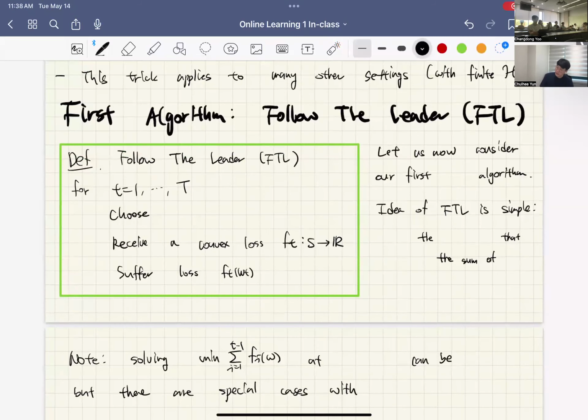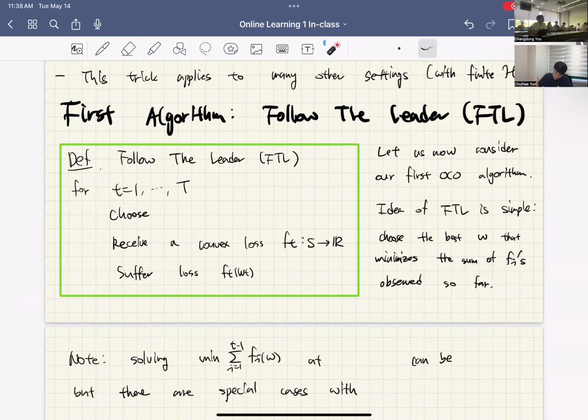Okay. So this first OCO algorithm is very, very simple. What we try to do is choose the best W that minimizes the sum of the f_i's, or f_t's, that are observed so far. Okay, the sum of convex f_i's is also convex. So we want to solve the convex optimization problem at every time step and come up with the W that works the best so far.